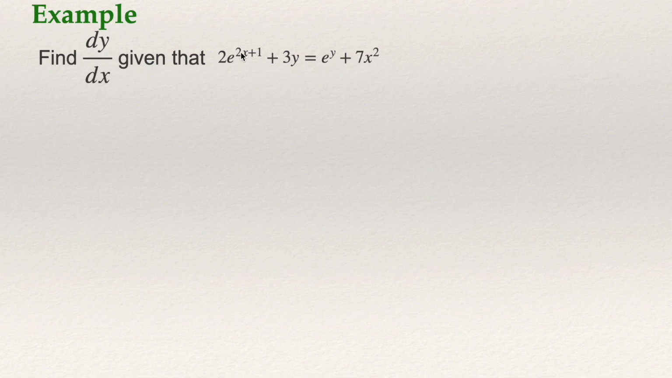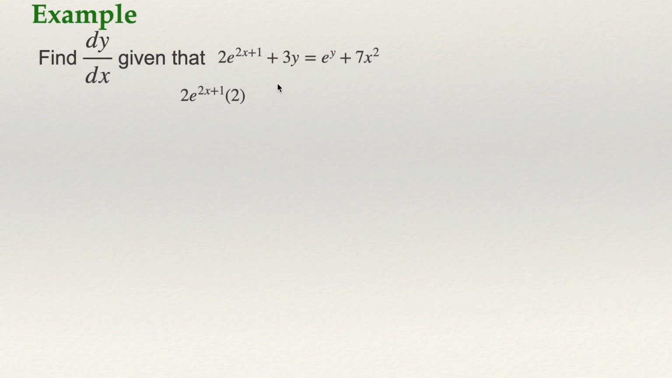Derivative of 2x is 2. The derivative of 1 is 0. So it will be 2 e to the power 2x plus 1 multiplying by 2. This 2 is the inner function derivative. So this is like e to the power u. The derivative of e to the power u is e to the power u multiplying by the derivative of u. Derivative of u with respect to x is 2.